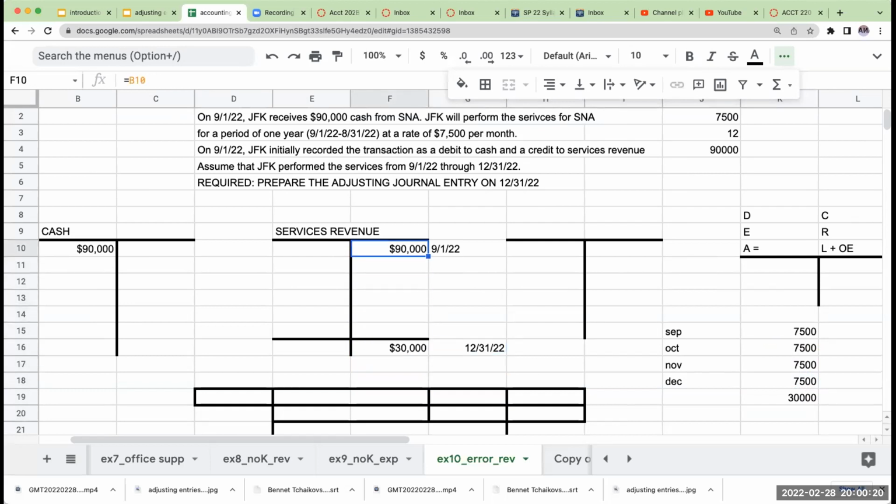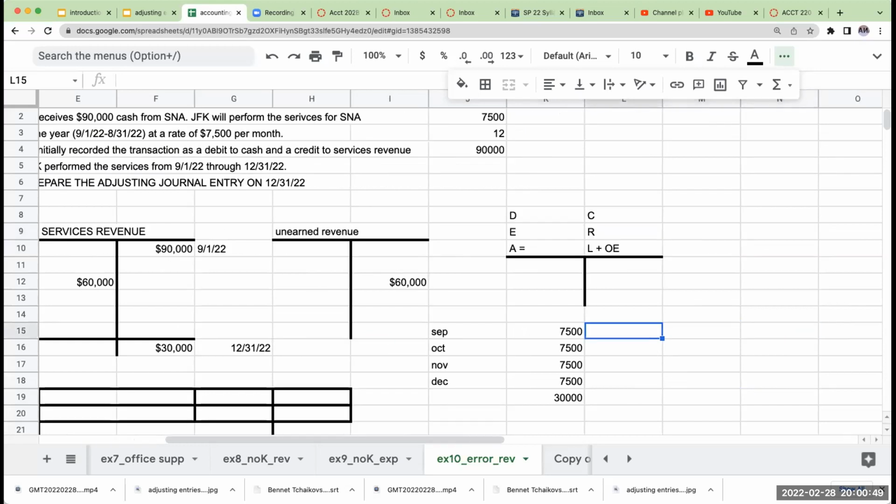Now, how do we get from 90 to 30? Well, 90 minus what is 30? It's going to be $60,000. I'm going to debit services revenue for 60. Again, this is a weird one because they went through and recorded revenue when they should have recorded unearned revenue. And then over here, we're going to credit unearned revenue.